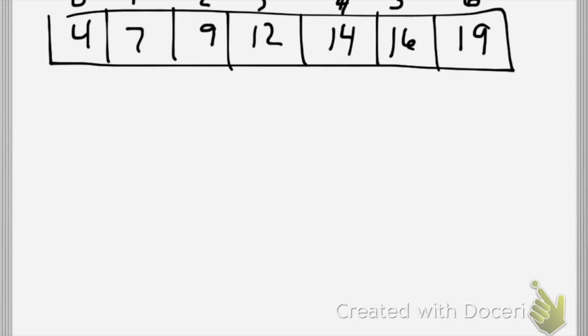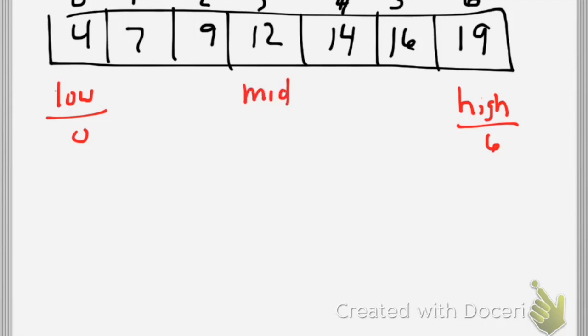Okay, so we're going to say our low, I'm going to switch some colors here. Our low has to start at 0. Okay, and our high is going to start at 6. Now, to get the midpoint, we're going to add up the low plus high, so 0 plus 6, right, divided by 2 is 3. So now my midpoint, my mid, is spot 3.